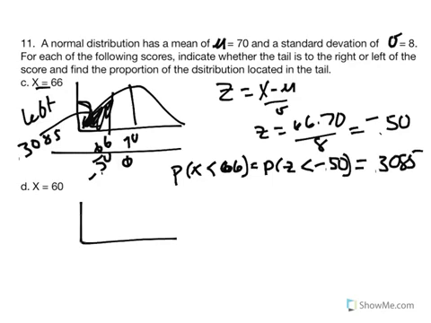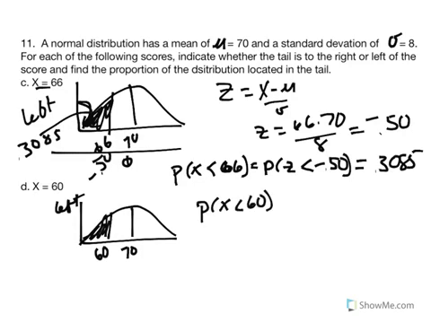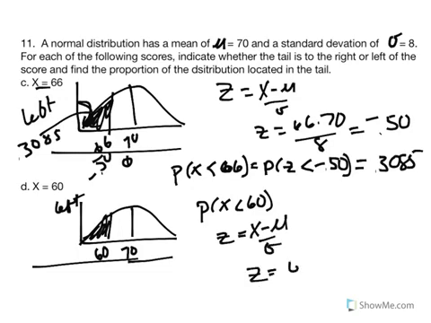Finally, this last one's very similar. Again, we have our mean in the center of 70, a score of 60 to the left, which means the tail will also be on the left. And we're going to find the probability of obtaining an x value less than 60. To do so, we'll need to calculate our z-score. So z is equal to x minus mu over standard deviation. Z is equal to 60 minus 70 divided by 8, and we get a z-score equal to negative 1.25.